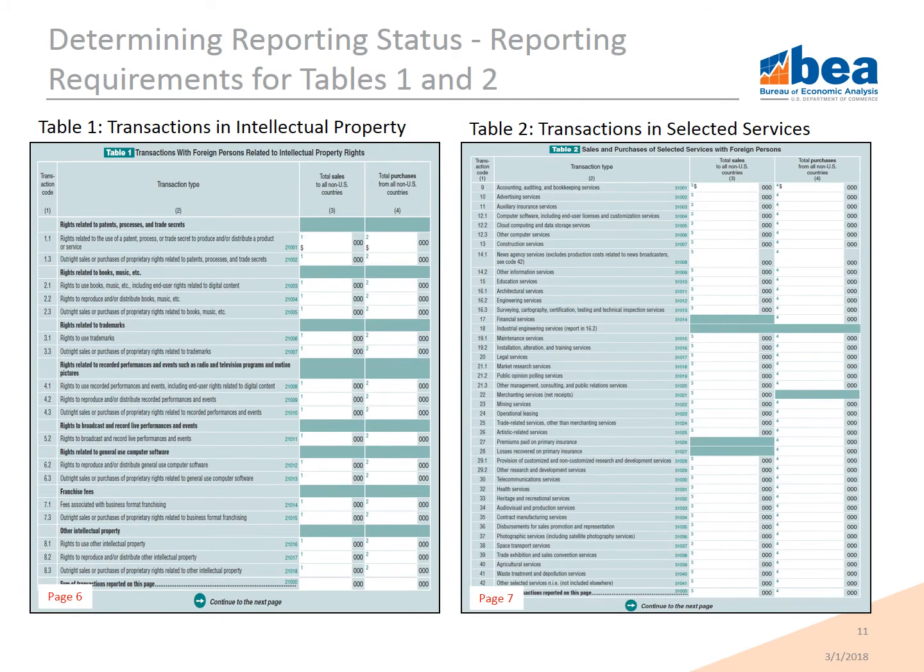Tables 1 and 2 on pages 6 and 7 of the BE 120 survey outline the types of transactions with foreign persons that are reportable on the survey. Table 1 lists covered intellectual property transactions, and Table 2 lists covered services transactions. As mentioned earlier, all respondents, regardless of the amount of their transactions in the covered services and intellectual property categories, are required to provide a total dollar amount for their sales and purchases as applicable by transaction type.